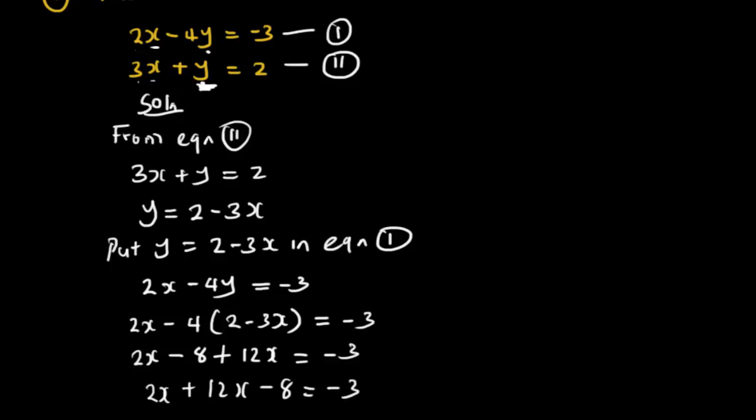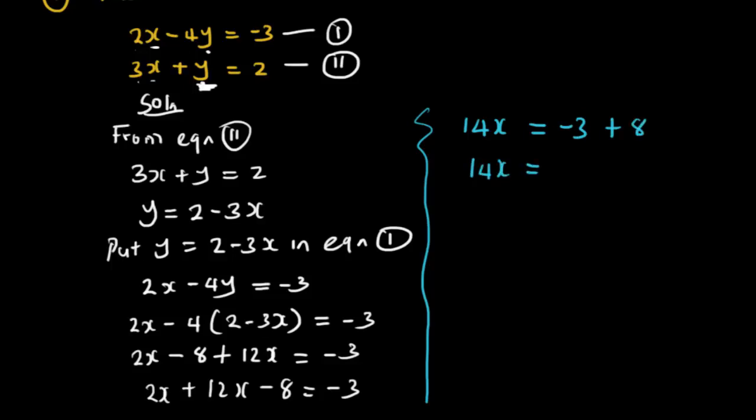Now let me solve the remaining parts on this side. 2x plus 12x is 14x. I take minus 8 to the other side, so I will have minus 3 plus 8. So we'll have 14x equals minus 3 plus 8, which is 5. So divide both sides by 14. x equals 5 over 14. Now this is my x. I have to find y.